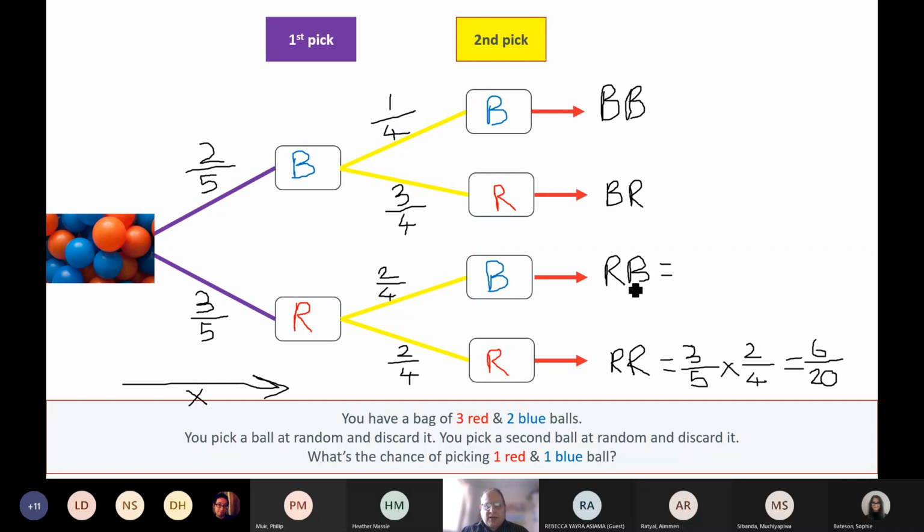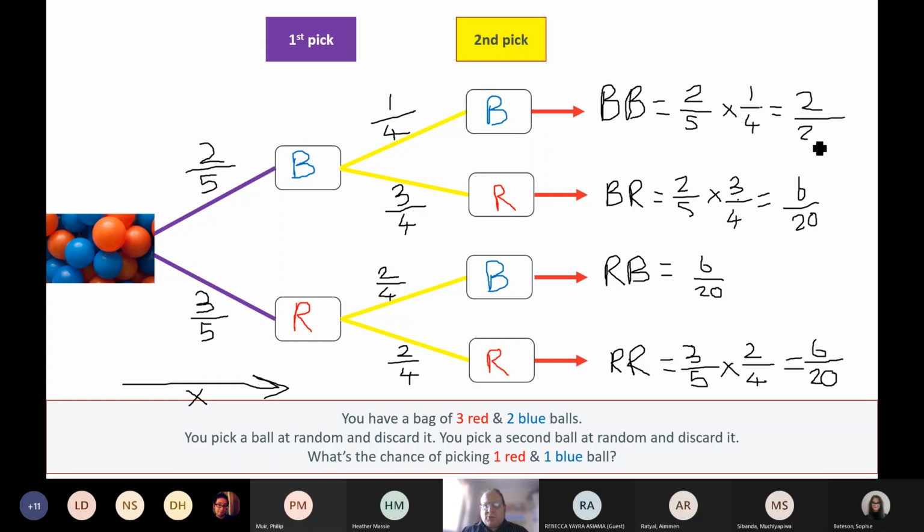If you look now, red then blue is actually the same. It's 3/5 and then 2/4. So actually this is going to be 6/20 as well. This one is a bit different, but I'm going to get the same answer. So this one is 2/5 times 3/4. Same numbers, just a slightly different order. So that's going to give me 6/20 as well. And then the final one we've got up here is blue then blue. Well, it was 2/5 and then 1/4. And if I multiply these together, 2 times 1 is 2 and 5 times 4 is 20.